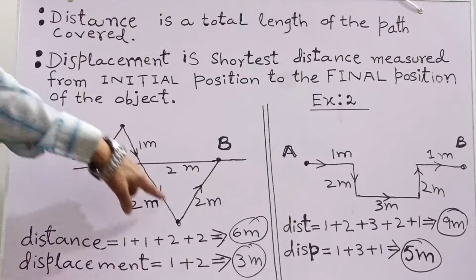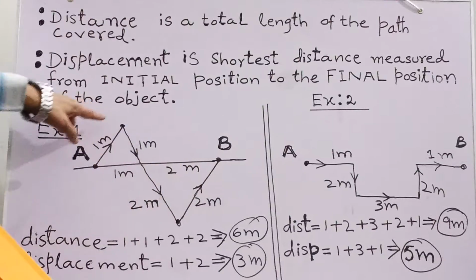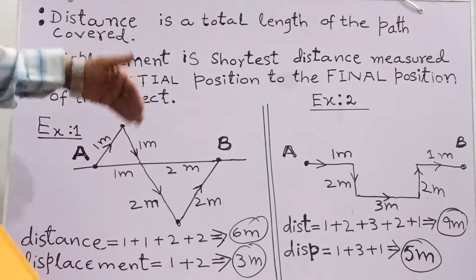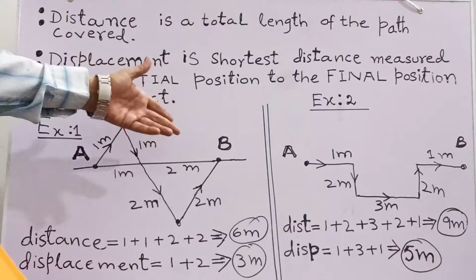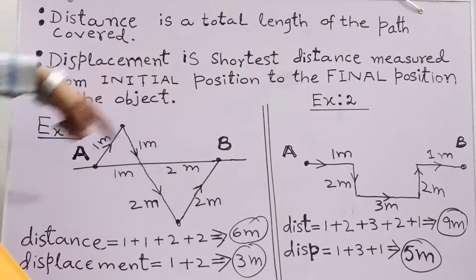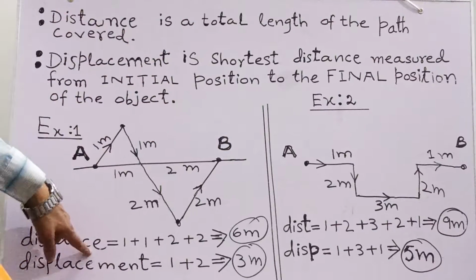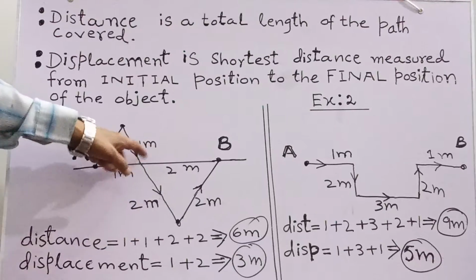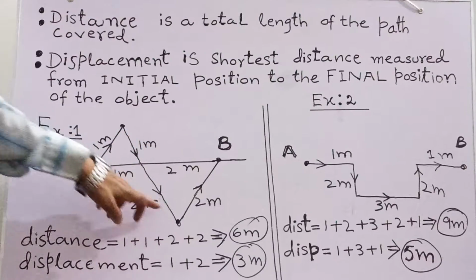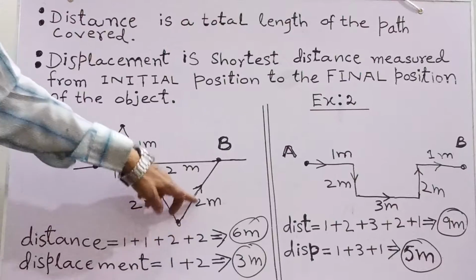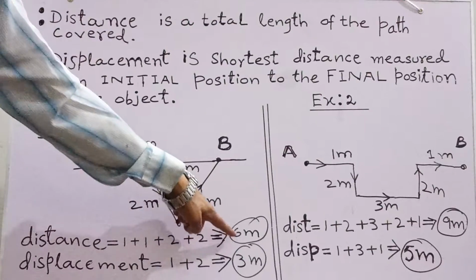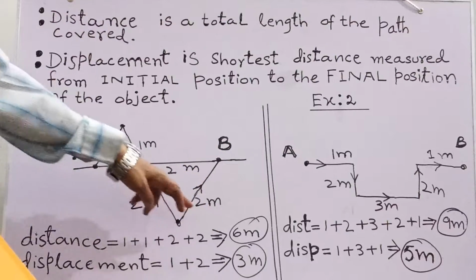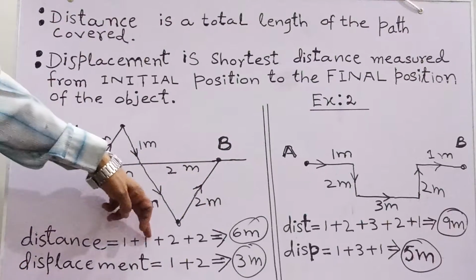Hence the length of the path covered is 6 meter, and according to the definition, this total length is called the distance covered by the body. So the distance covered is 1, this one, 1, this one, 2, this 2, and 2, this 2. Hence 6 meter is the total length of the path covered or the distance covered by the body.